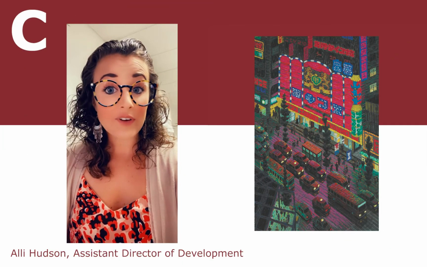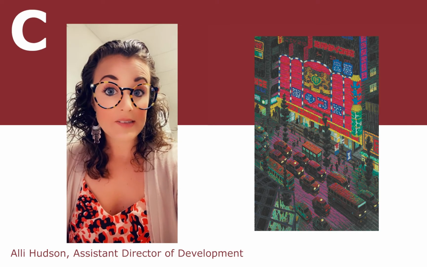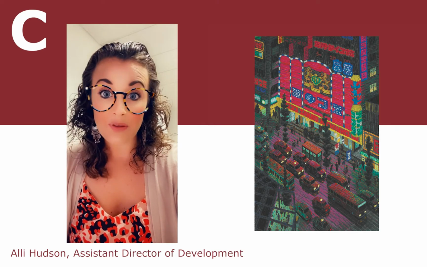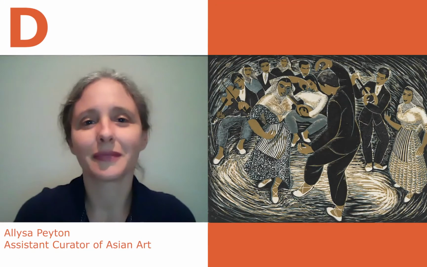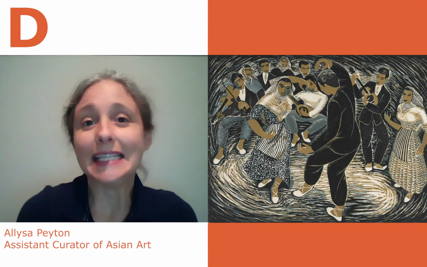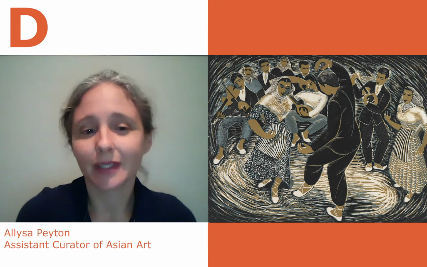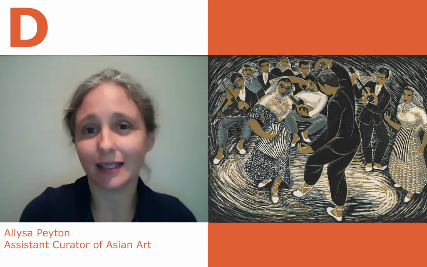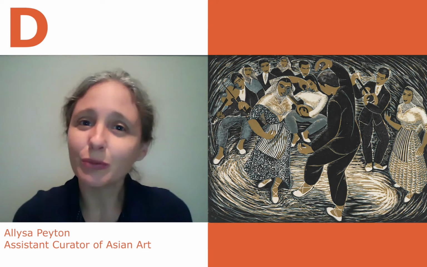C. C is for car. This painting shows a busy city street at night. Where is the light coming from on this street? D. D is for dance. A family celebrates with dance. How do you feel when you move to music?